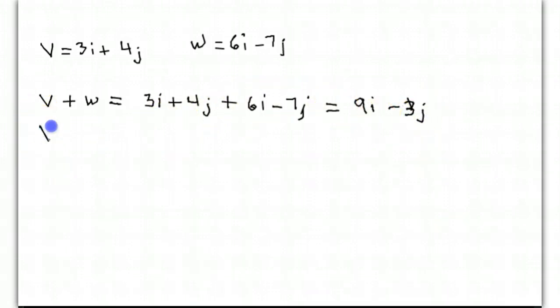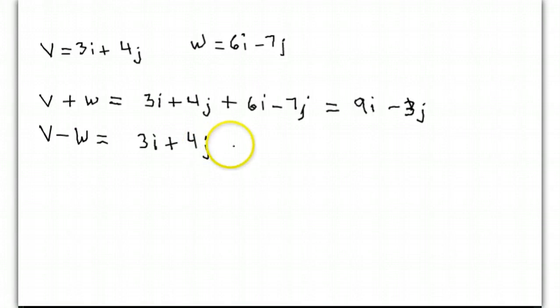Okay, what about the vector v minus w? It's going to be a little different, simply because the minus sign is going to have to distribute through the whole right side of w. So it's going to be 3i plus 4j. And anything that the minus is in front of, you have to do a parenthesis. So minus parenthesis 6i minus 7j.